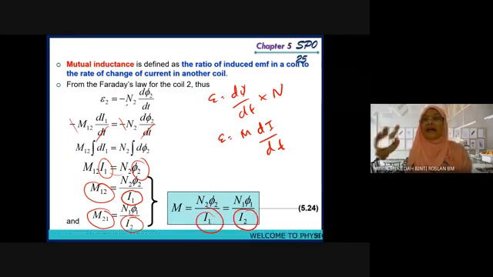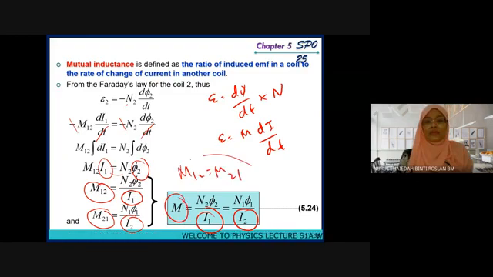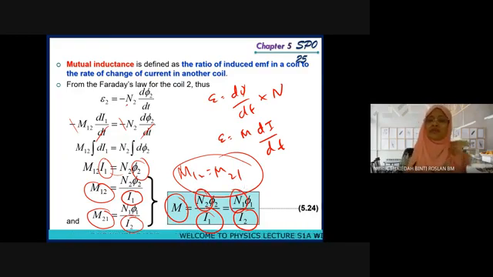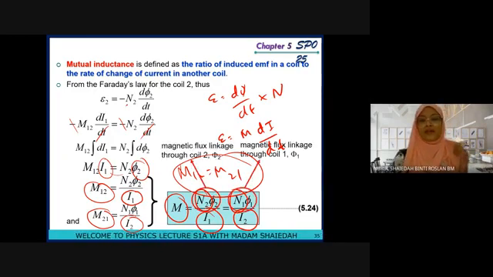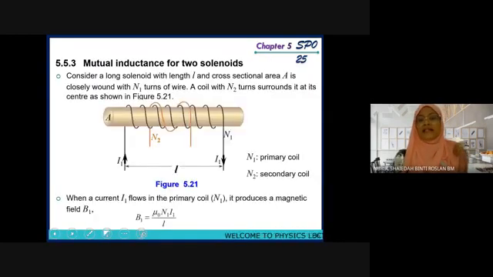So I1 and I2 is very important. M tak kisah because M12 equals to M21, tak kisah. Cuma tengok question dia nak siapa? Dia nak N1 ke N2? Kalau dia nak N2 you have to use I1. Kalau dia nak N1 you have to use I2. Call 1, call 2 lah. Ini contoh je lah. N1 tu apa, cikgu? Primary coil. N2 is the secondary coil.